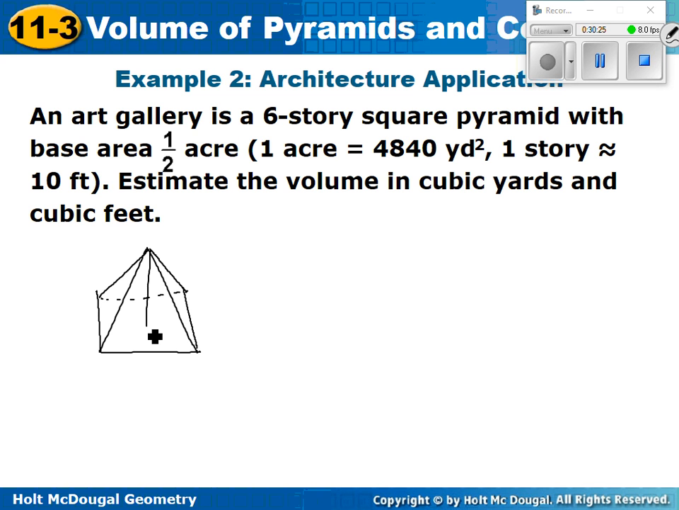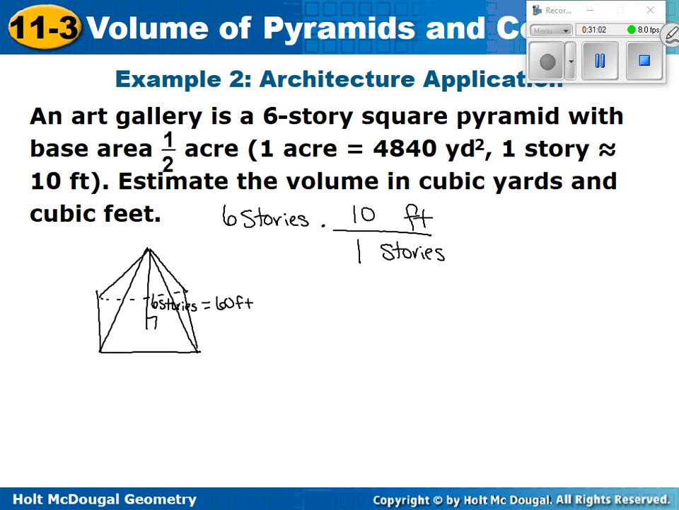And if it's 6 stories and they tell you that 1 story is 10 feet, remember how to do your conversion. If you have 6 stories, you want the stories to cancel out, so they need to go on the bottom, and the feet is what you're trying to convert to, so it needs to go on the top. So you have, in 1 story, there's 10 feet, so you're going to multiply. 6 times 10 is 60 feet. Is everybody okay with finding the height of 60?